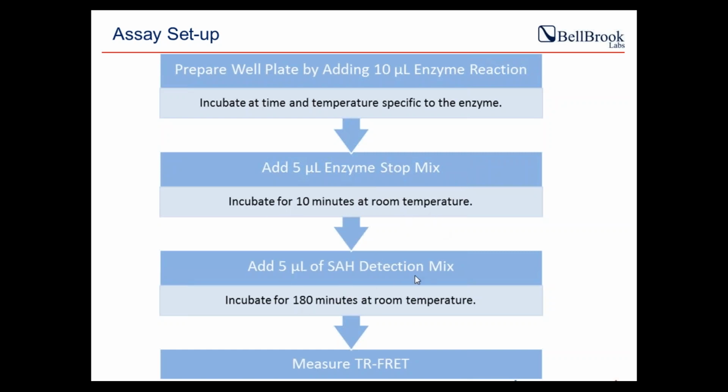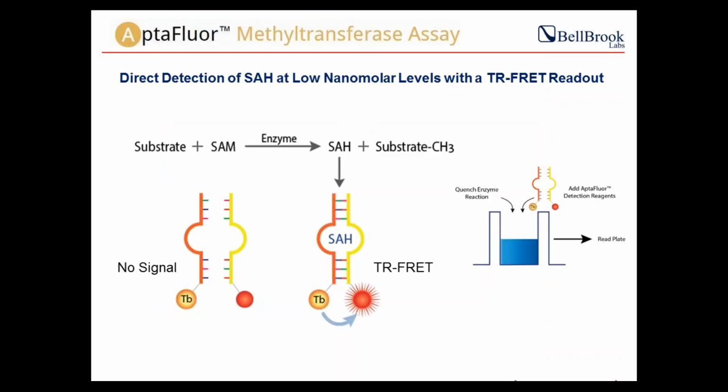And then you add 5 microliter of SAH detection mixture. As I mentioned in my previous slide, when you receive a kit from us, you will have two components. One is piece 1, P1, which is conjugated to biotin, and piece 2, which is P2, conjugated to DyLight 650. Before you make your detection reagents, we just ask you to conjugate the biotin-related piece of RNA with streptavidin terbium.